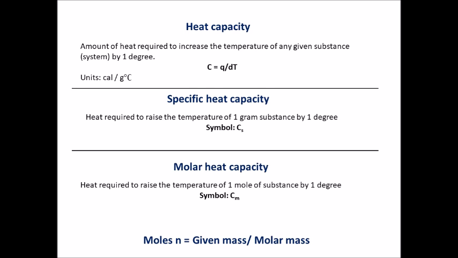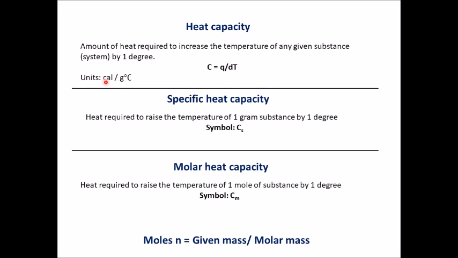Now, we come down to the study of heat capacity, which is so essential in expressing relationships between different thermodynamic quantities. We have seen the amount of heat required to increase the temperature of any given substance or system by 1 degree is called the heat capacity of that system or substance. It is denoted by C and it is given by Q upon dT, where dT is the change in temperature, Q is the amount of heat. Now, how much should be the change in temperature? 1 degree.